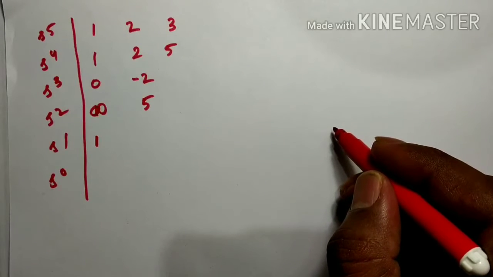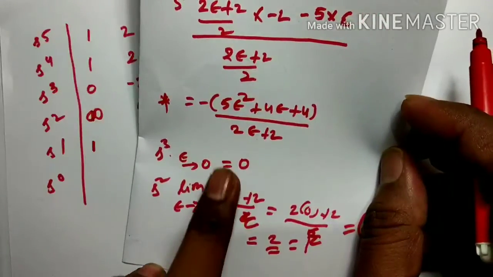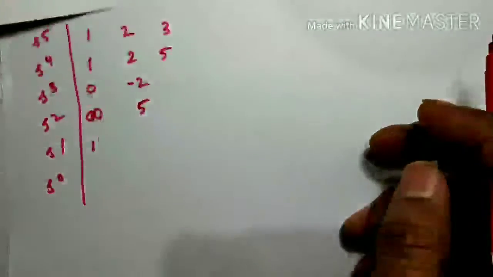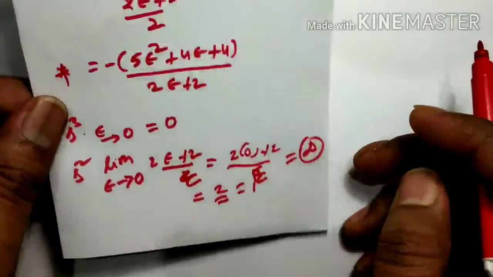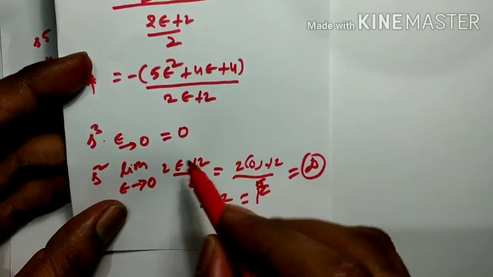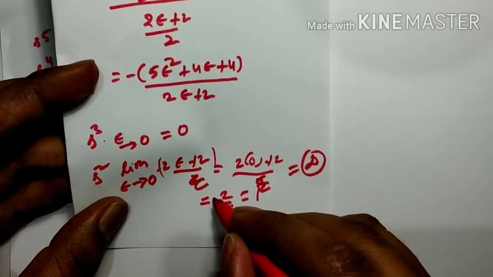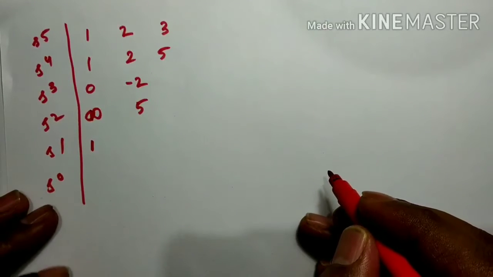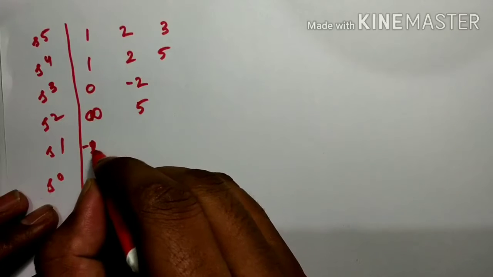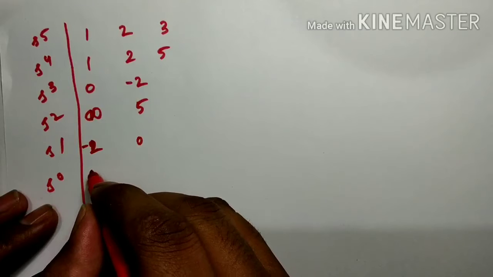We have seen it here. When you substitute epsilon equal to 0, what value do you get? You will get minus 2. I forgot to put the minus here. So you will get minus 2, and that value becomes 0. So this will become plus 5.